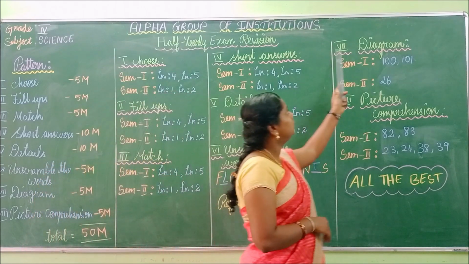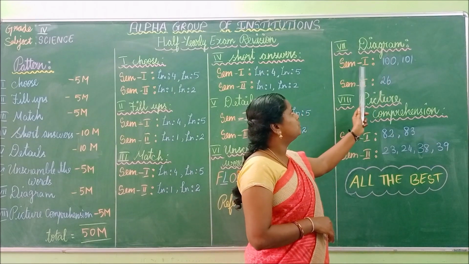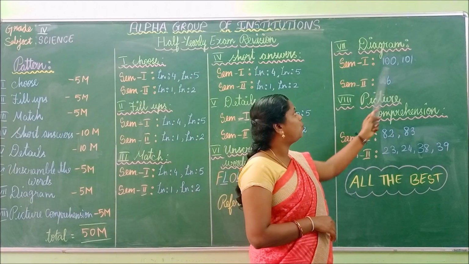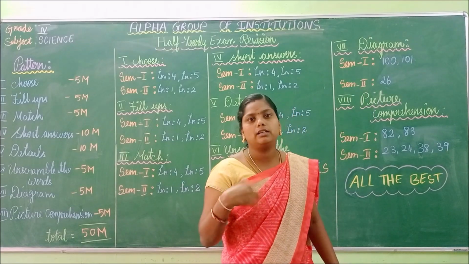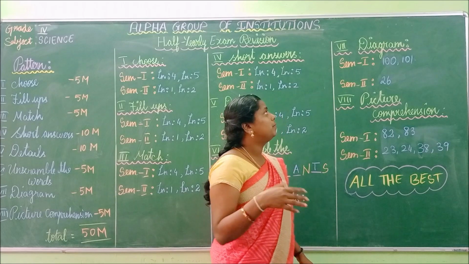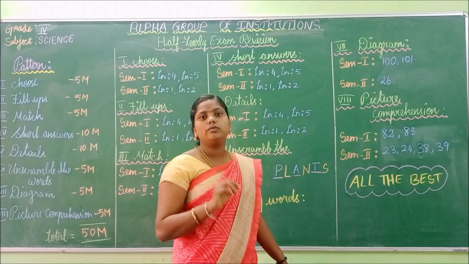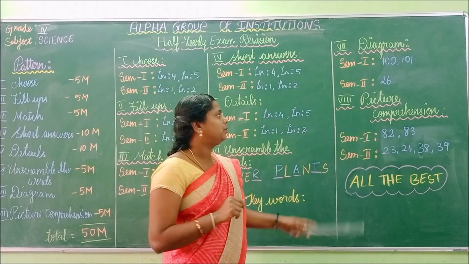The next one, part 7, diagram. Semester 1 book, page number 100 and 101. Semester 2 book, page number 26. Draw and label the parts. Practice it clearly. So practice once, twice and thrice. Any one or two will be coming for you in the optional time.